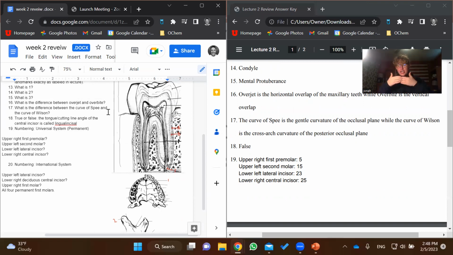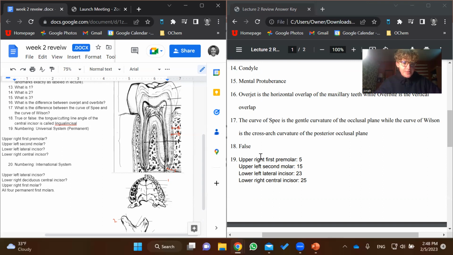I think about landing on a jet plane and getting thrust forward in my seat. So jet is movement this way and overbite is movement this way. What's the difference between the curve of Spee and the curve of Wilson? Spee is going to be looking at the teeth this way and refers to this gentle curvature, and then Wilson would be like if I was looking this way and you were looking through my head and it was this curvature that I'm about to show. It's like having a smiley face in the back of my head.